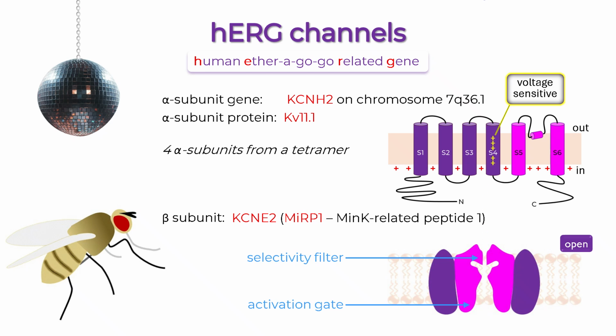However, the selectivity filter can collapse while the gate remains open, making the channel inactivated. In this state, the pore is structurally open, but ions cannot pass. This inactivation mechanism, through the selectivity filter, is unique among potassium channels and gives hERG a critical role in shaping the cardiac action potential.